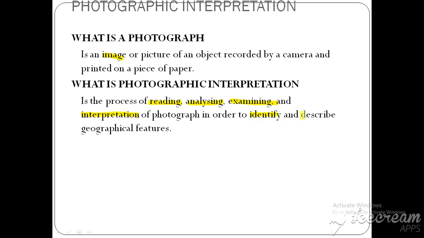So in photographic interpretation there are what we call processes or stages, or hatua. Now the first process is what we call photograph reading. This is the process of identifying objects or features on the photograph. As you are given a photograph, the first process is to identify the features, which objects are on the photograph.